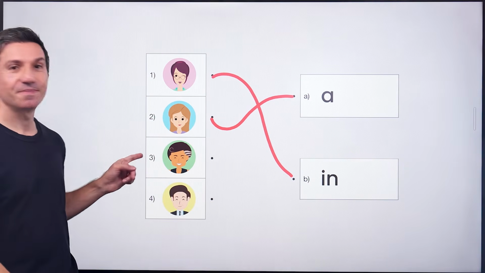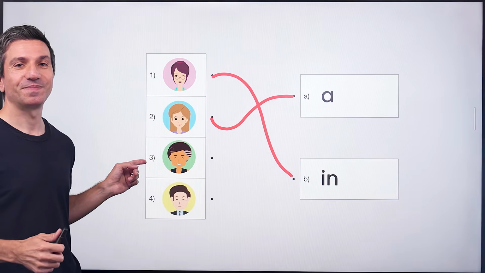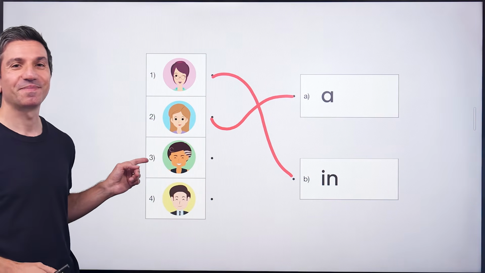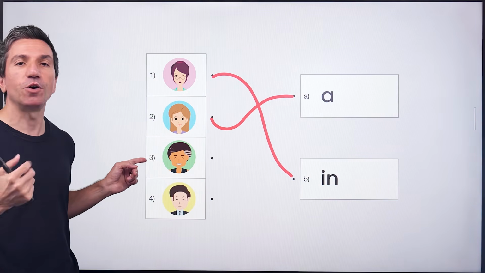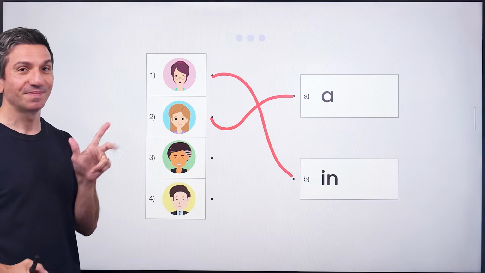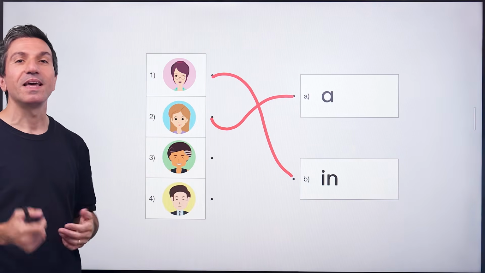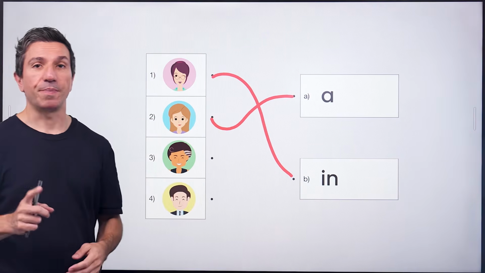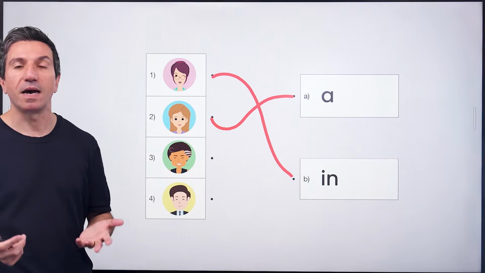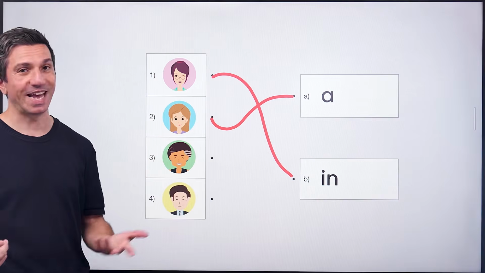Next. Mio cugino vive in Canada con i suoi genitori. One more time. Mio cugino vive in Canada con i suoi genitori. Did you hear in? In meaning in appears again because Canada is a country. Remember, countries take in Italian.